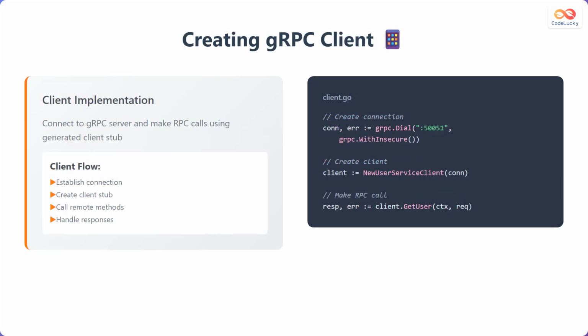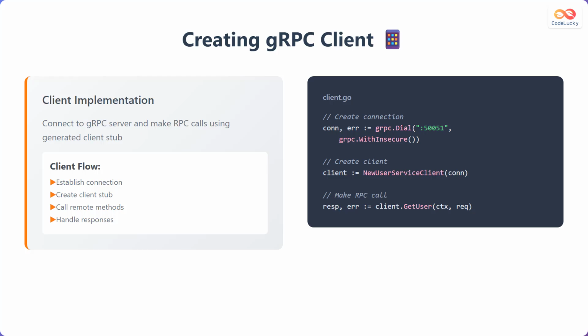Creating a gRPC client is straightforward and involves establishing a connection to the server and using the generated client stub to make RPC calls. First, you create a connection using grpc.Dial, specifying the server address and connection options. For development, you might use grpc.WithInsecure to skip TLS encryption, but production systems should always use secure connections.